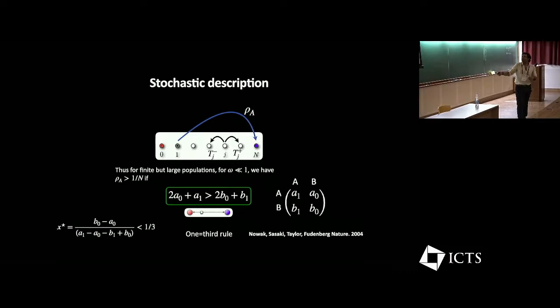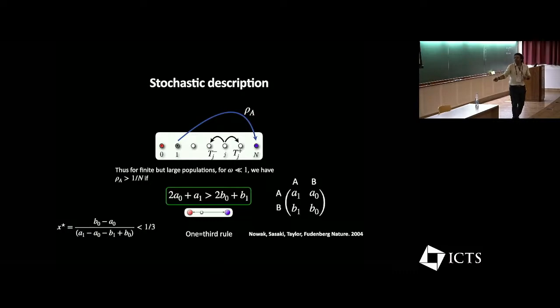So this should be valid even for a game which looks like this, which has an unstable equilibrium in the interior. If you rearrange this inequality, what it gives you is (B0 minus A0) over (A1 minus A0 minus B1 plus B0) less than 1/3. But we know what this left-hand side is, right? We just solved it a few slides ago. That was the interior equilibrium.